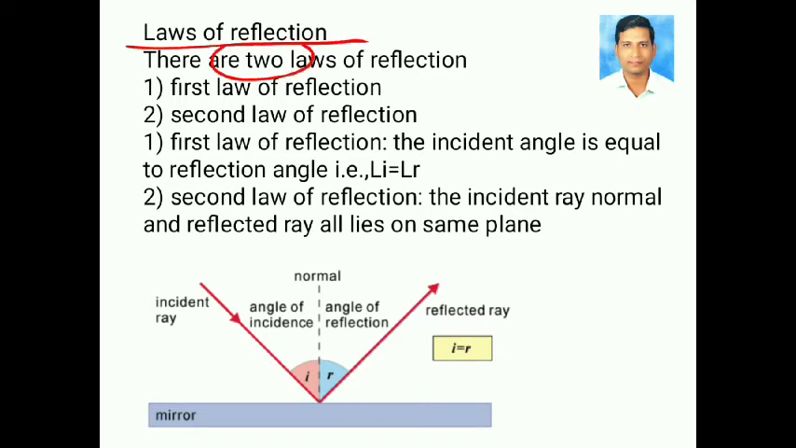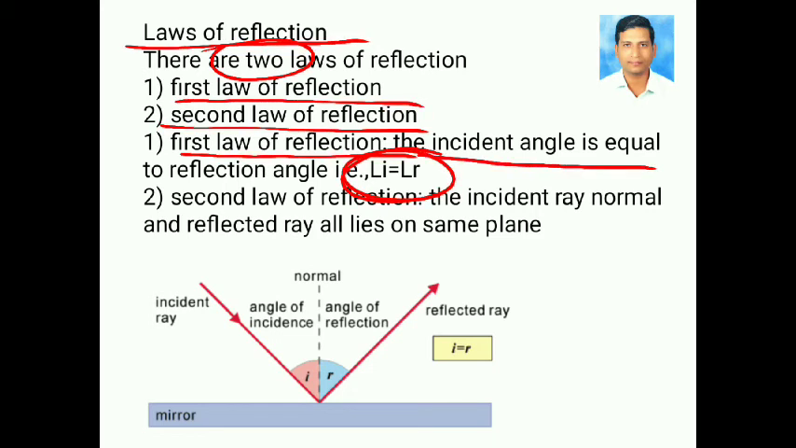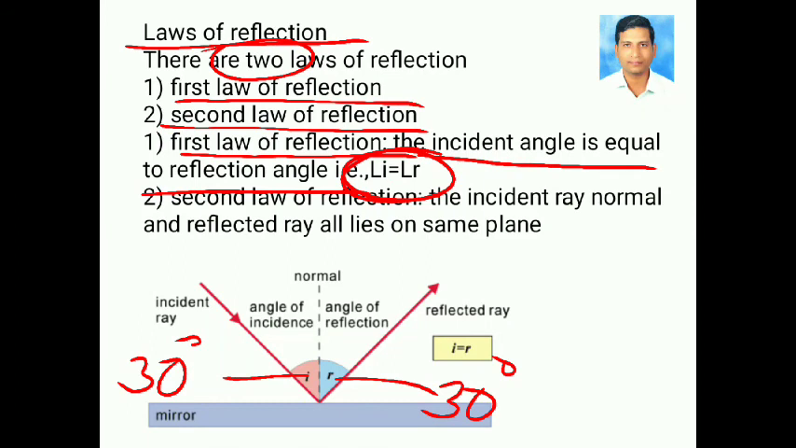Now let us know the laws of reflection. There are 2 laws of reflection: first law of reflection and second law of reflection. First law of reflection states that the incidence angle and reflection angle are equal. The incident angle is equal to the reflection angle. For example, the incident angle is 30 degrees, the reflection angle is also equal to 30 degrees.